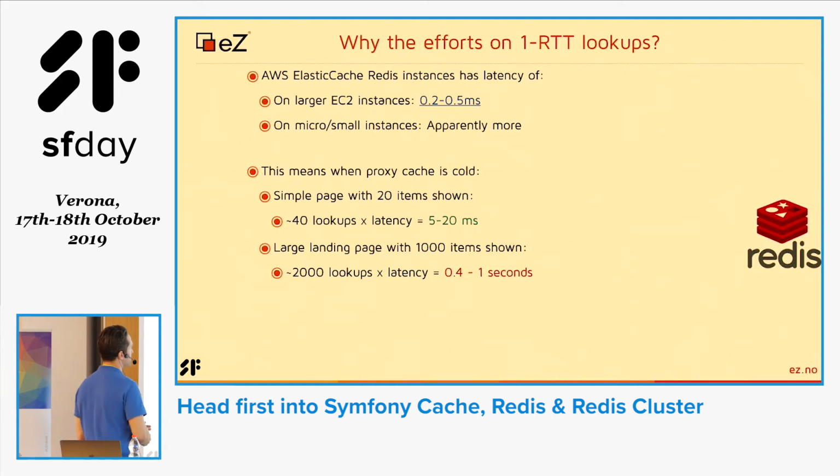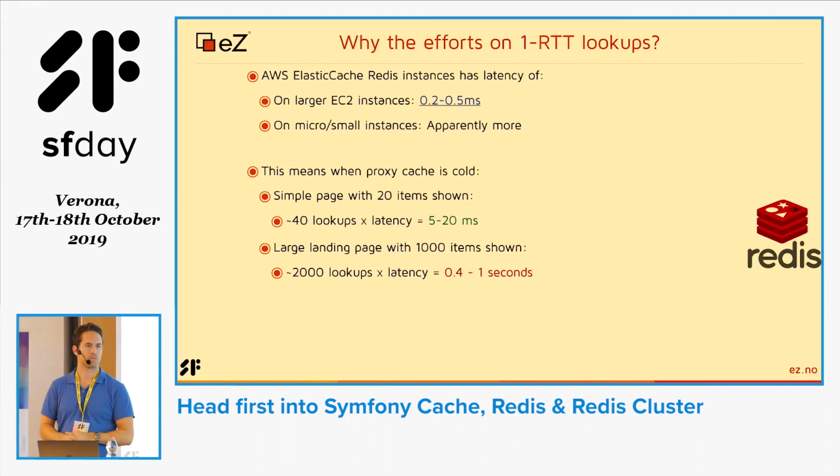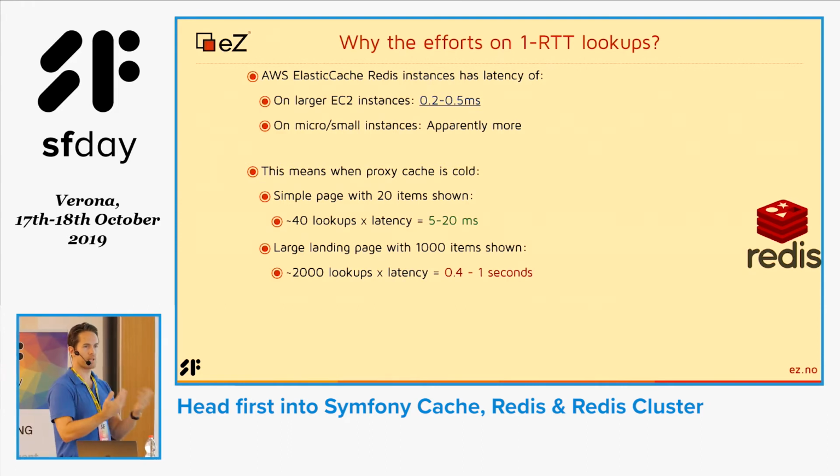But in our case, in the CMS, where we have maybe a huge landing page for some media company, some news website, there might be a lot of different things going on. So there might be 100 content items in our case. And that, again, adds up to like 2,000 lookups to Redis or Memcached, which starts to be quite a lot of time. So this is not even when things are cold. This is for all the lookups. So actually, this is just the traffic going back and forth to the backend.